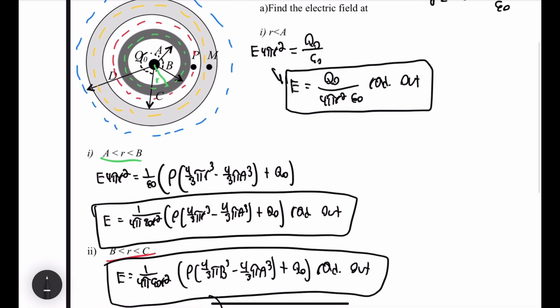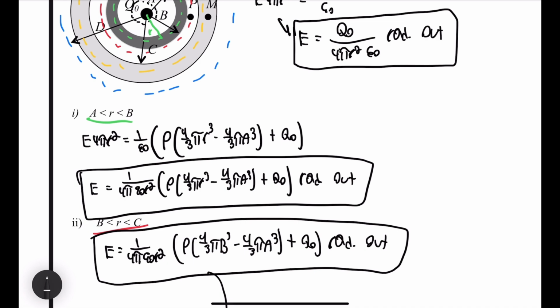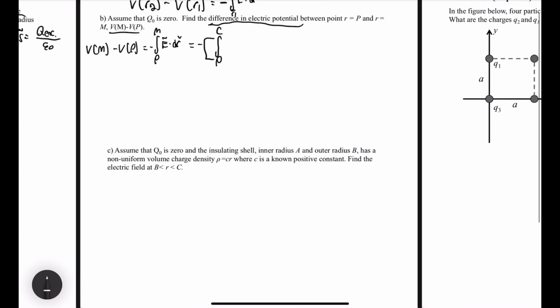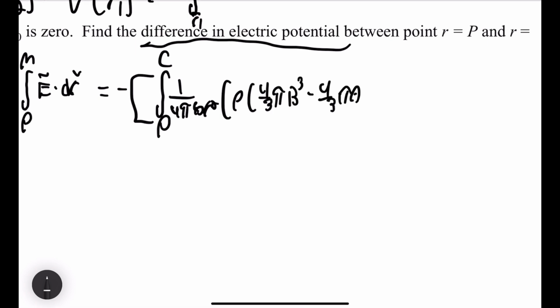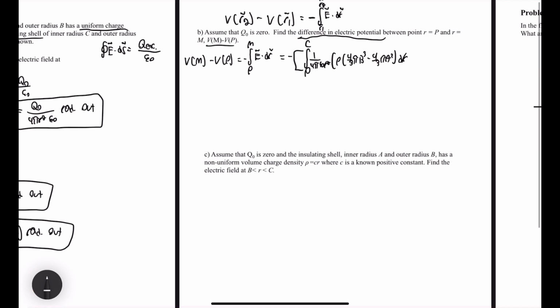And then my electric field for this first integral is going to be the one in red minus the Q naught, because it says assume Q naught is 0. So it's going to be 1/4 pi epsilon naught r squared rho of 4/3 pi b cubed minus 4/3 pi a cubed dr. Believe that's right. Let me check. Yeah, Q naught is 0, so we don't worry about it.